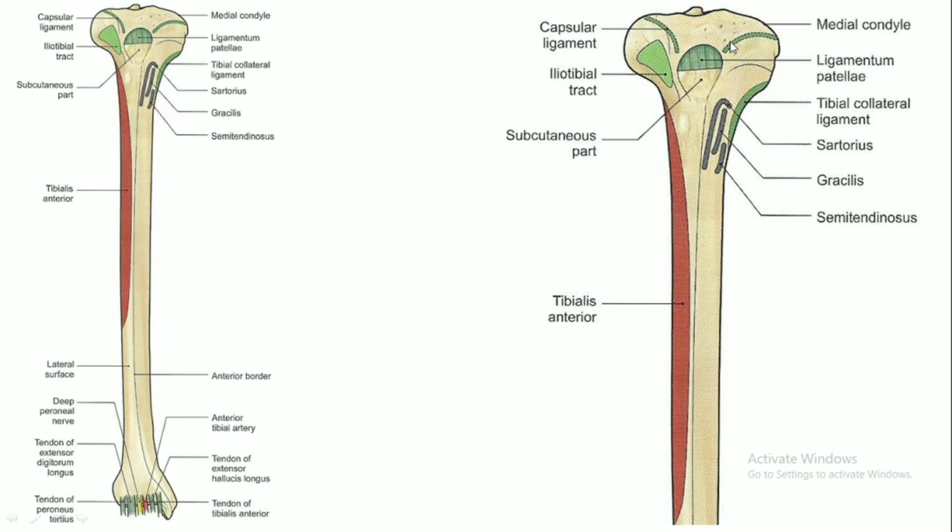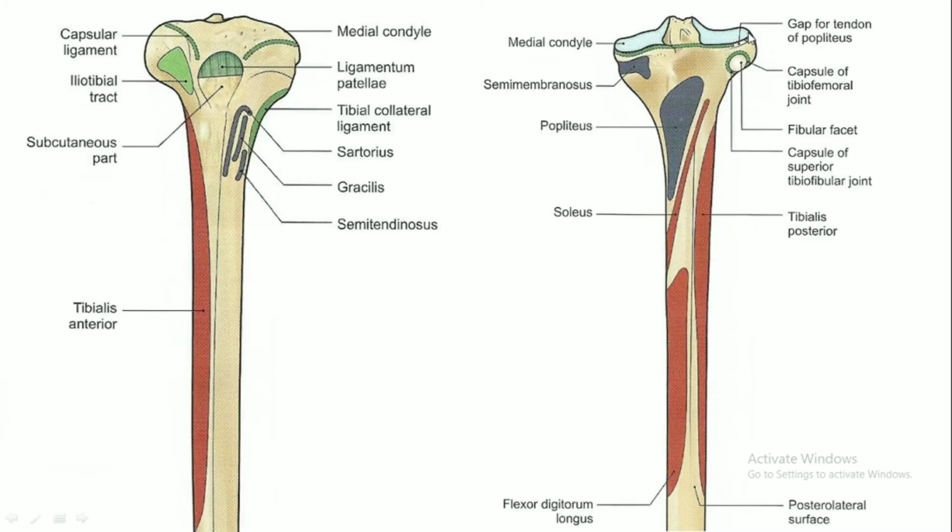In the posterior surface of the medial condyle, so here this is the medial condyle, this is the anterior aspect, and this is the posterior surface of the medial condyle. Here there is an insertion of the semimembranosus muscle. These are the two attachments over the medial condyle.